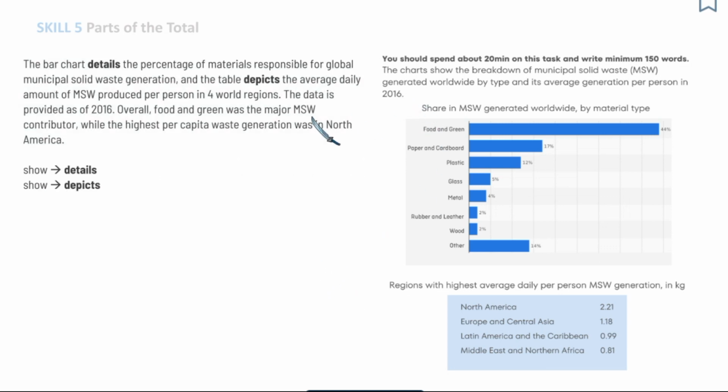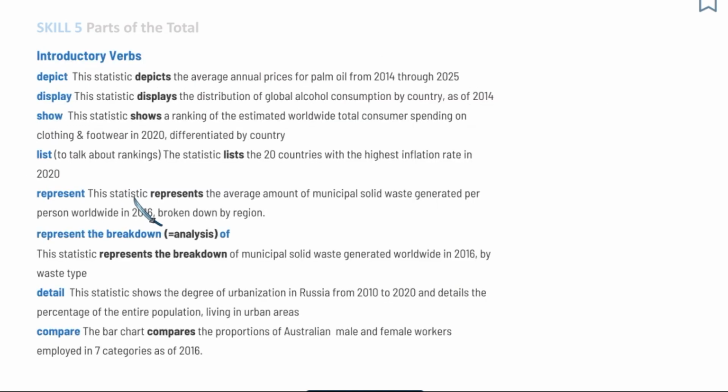Let's have a look at the introductory paragraph. As I was paraphrasing the topic, I have used the word details. It's a verb in this case. And depicts. Again, it's a verb. So instead of show, you can use the words details, depicts, and a number of other introductory verbs. You can see them here. So show, of course, list if you are talking about rankings, for example, represent, for example, this statistic represents.